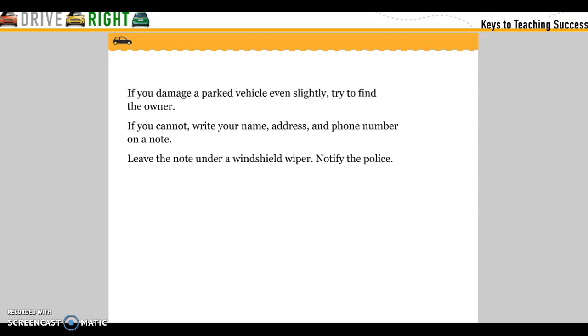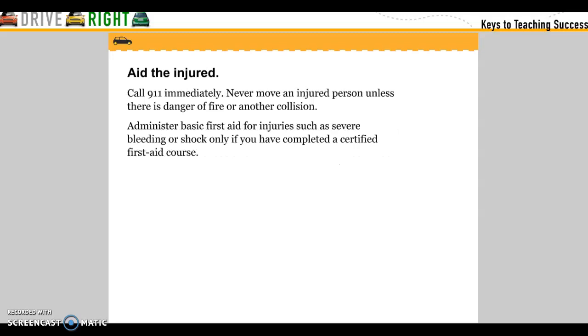If you cannot, write your name, address, and phone number on a note. Leave the note under a windshield wiper. Notify police. Aid the injured. Call 911 immediately. Never move an injured person unless there is danger of fire or another collision.